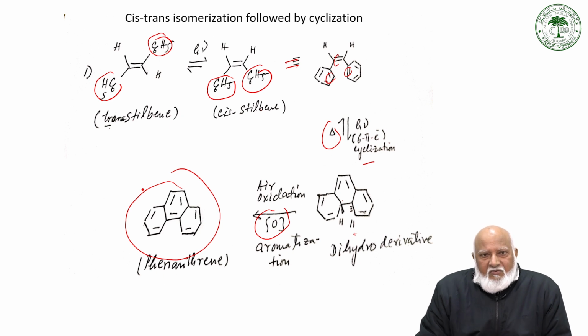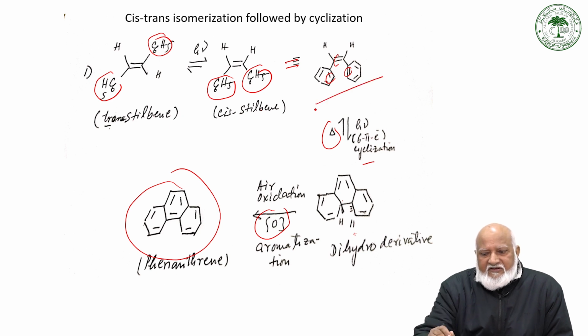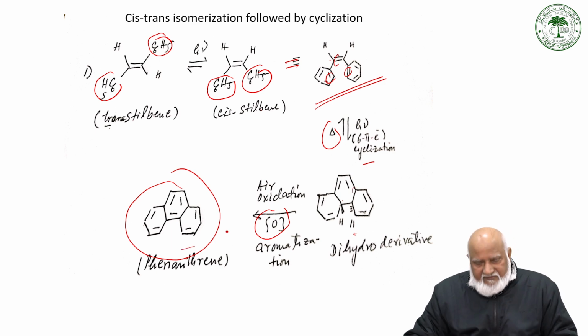So, this is an example of cis-trans isomerization followed by cyclization. If the molecule in the cis isomer is suitably substituted, it can undergo 6π electron photochemical cyclization. So, in the presence of light this can lead to this type of reaction. A few examples of similar reactions are also shown in the next slide.